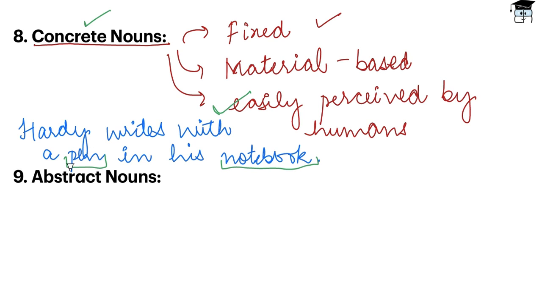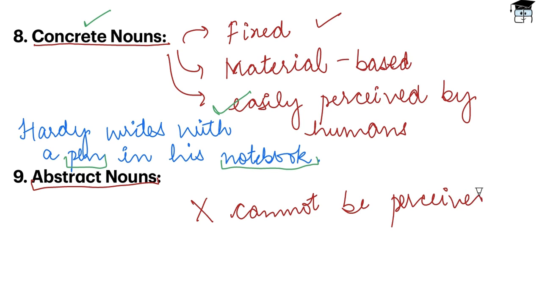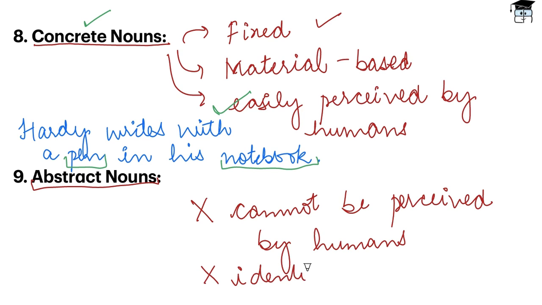Okay. Moving on to the next category, which is abstract nouns. Now, these nouns are what? These are contrary to concrete nouns. Why? Because they cannot be easily perceived by humans. Why is that? Because these nouns are not identified by the five senses. The five senses that you own cannot identify these nouns. That is why these nouns cannot be interpreted by human beings easily.